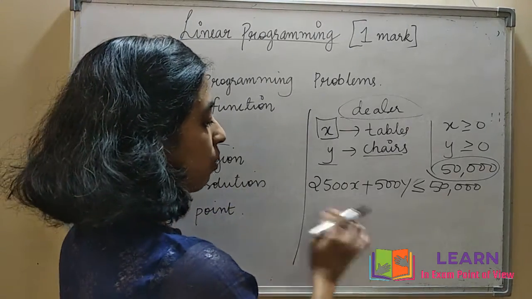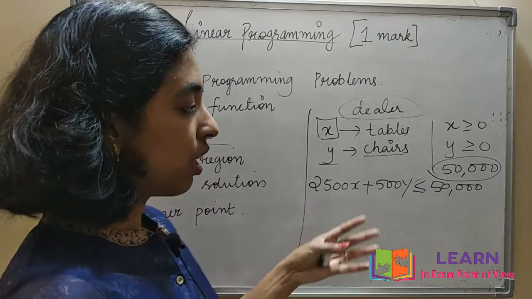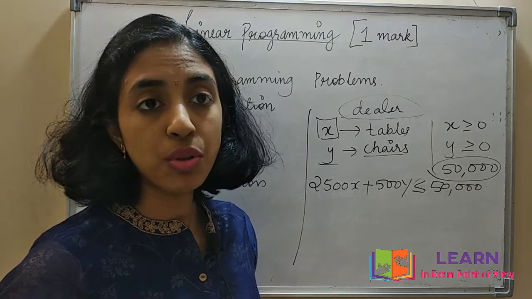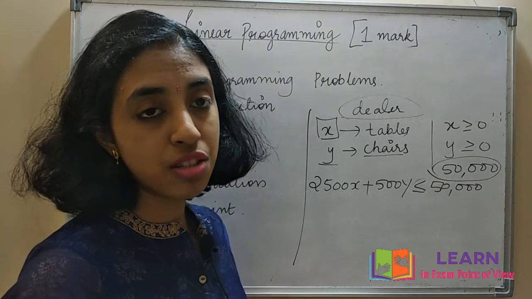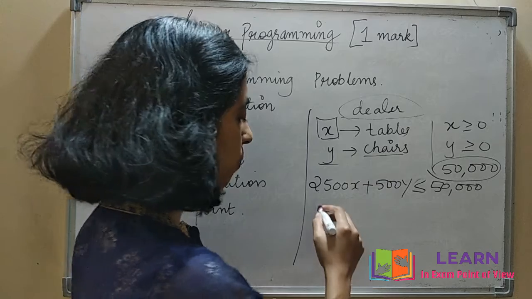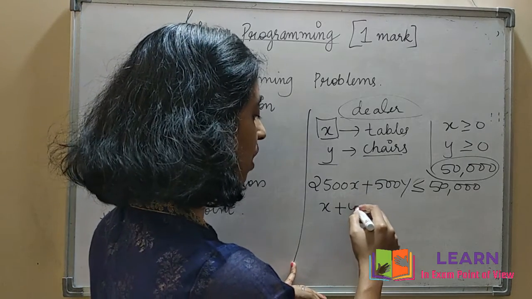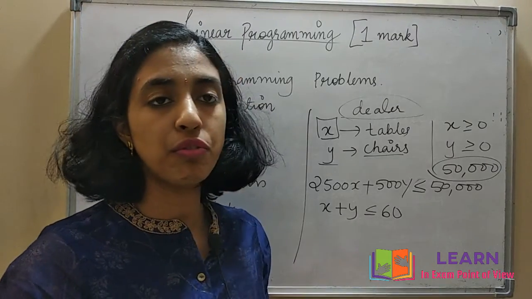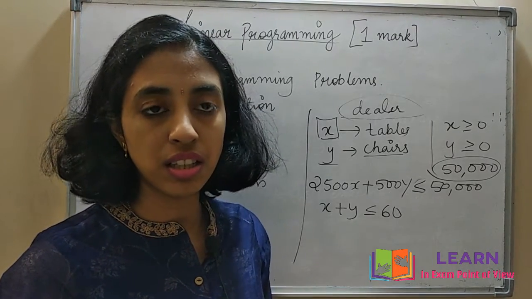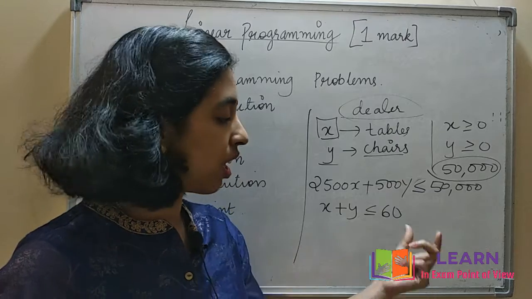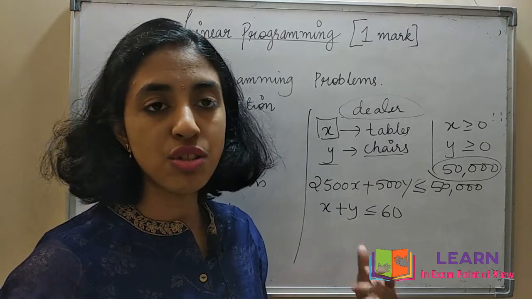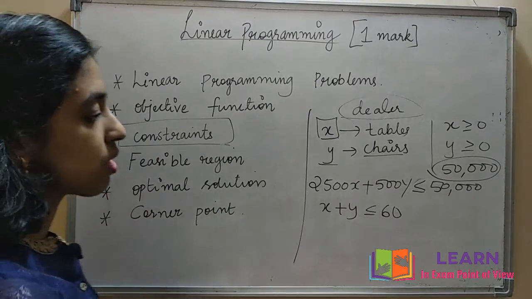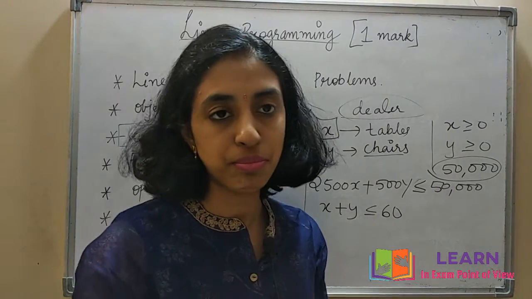Now he can store up to a number of items, let it be 60. So we can say x plus y should be less than or equal to 60. The maximum number of both chairs and tables he can store, let it be 60. So this is called a storage constraint. So you got what constraint means, right? Some conditions for this problem.